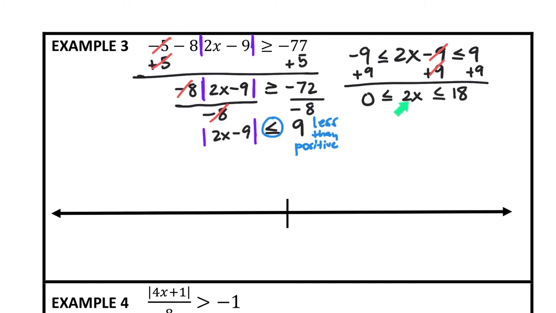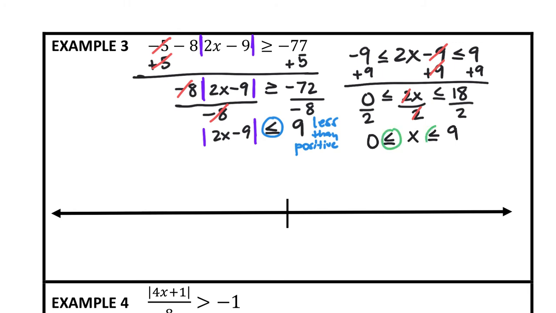And then the last thing, remember, I want to get x by itself. So what's the opposite of multiplying by 2? The opposite of multiplying by 2 is dividing by 2. So I'm going to divide everything by 2. 0 divided by 2, 0. 2 divided by 2 will cancel. x less than or equal to 18 divided by 2 is 9.